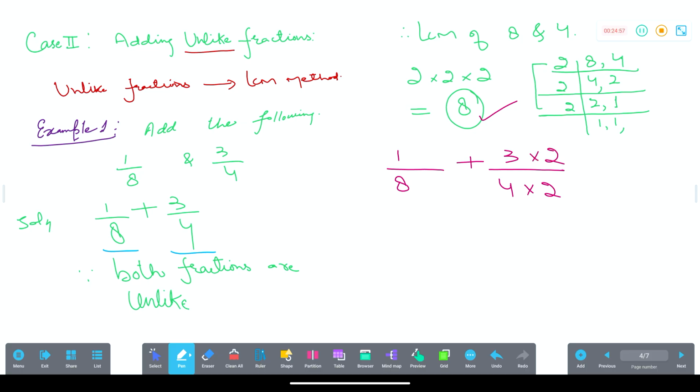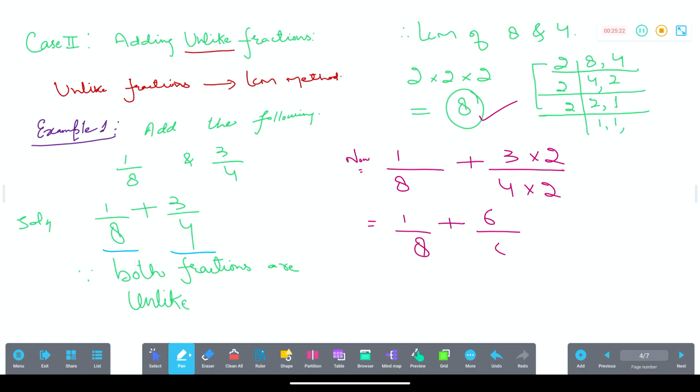Already explained it in the previous lectures. Now this is equal to 1 by 8. You will write here plus. Why haven't we done anything, why haven't we simplified or multiplied anything to the first fraction? Because its denominator was the same as the LCM. Plus 3 to our 6 divided by 4 to our 8.